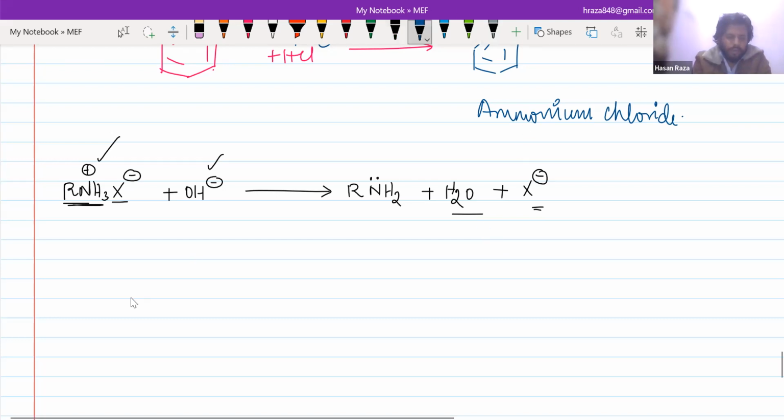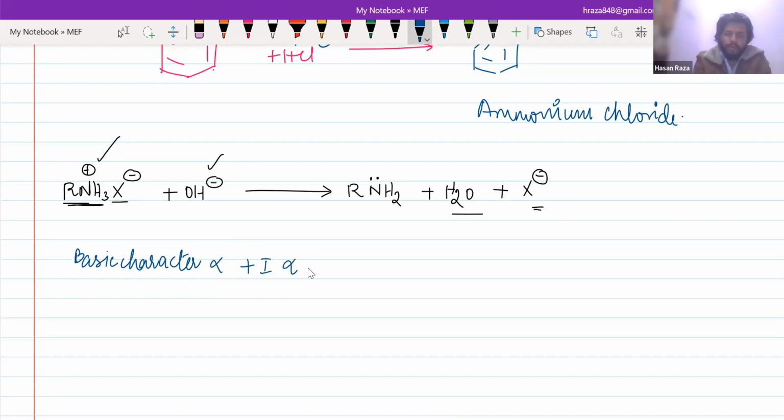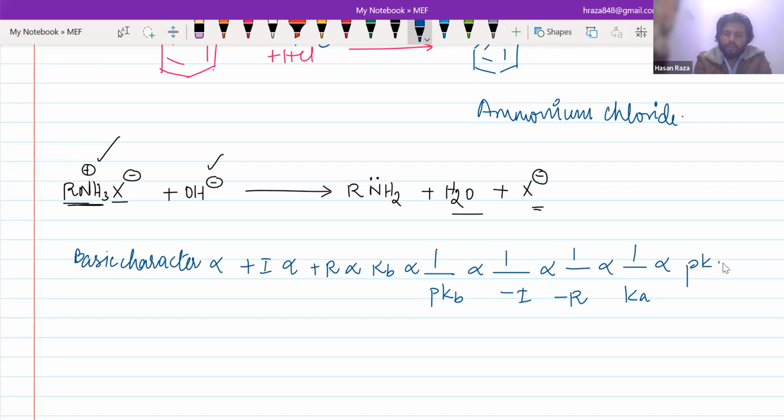So we also know that basic character is directly proportional to plus I, the electron donating group inductive effect, plus R resonance, and directly proportional to Kb, the base dissociation constant. It is inversely proportional to pKb, which is the inverse of Kb, inversely proportional to electron withdrawing groups, inversely proportional to minus R, and inversely proportional to Ka, the acid dissociation constant, and directly proportional to pKa, which is the inverse of Ka.